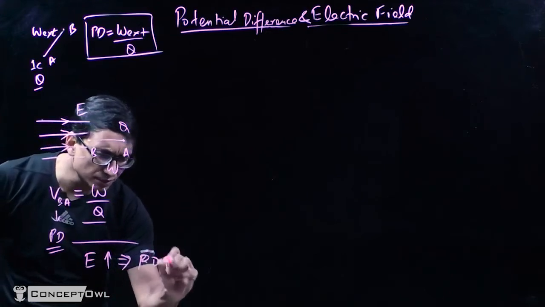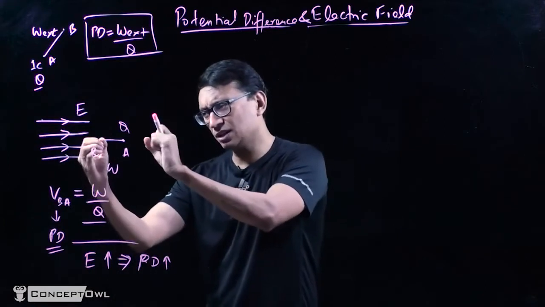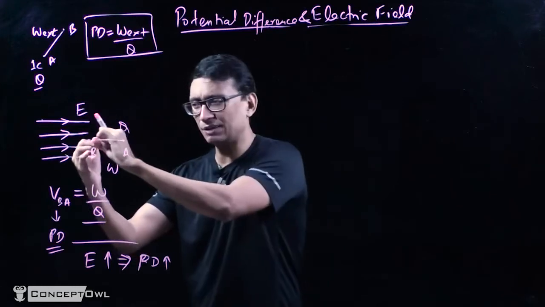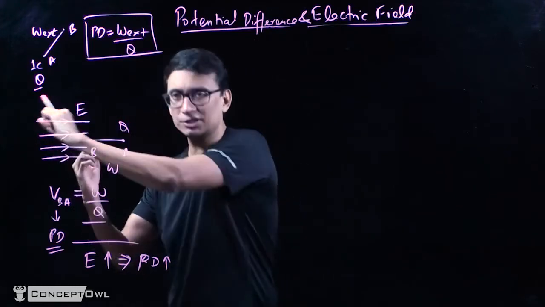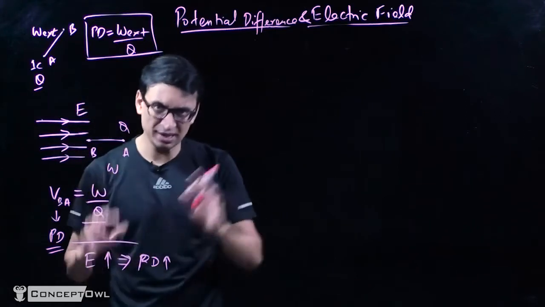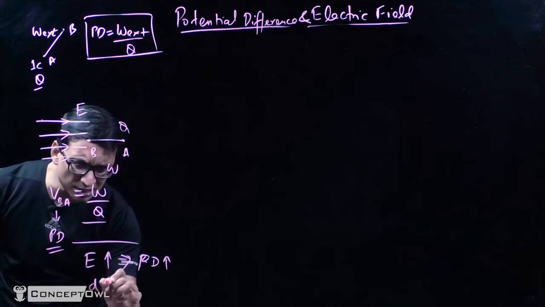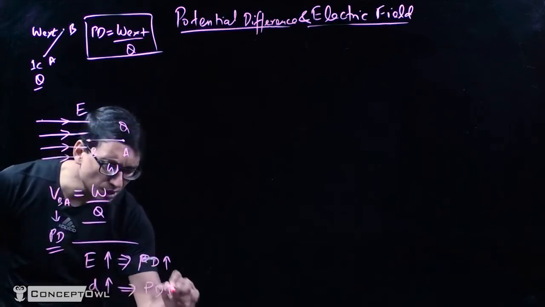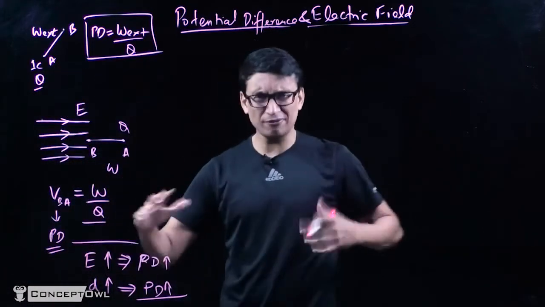Number two, if I take the charge for a certain distance, I will do some work. If I move the charge for a longer distance, I have to do more work. So the second intuition I get is that when the distance, let's say D, goes up, then my potential difference also goes up. This is just to give an intuitive feel.